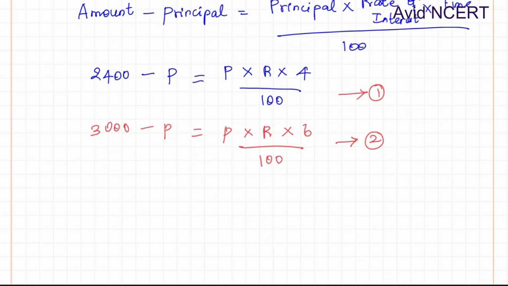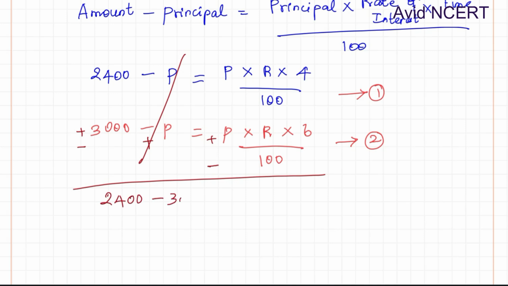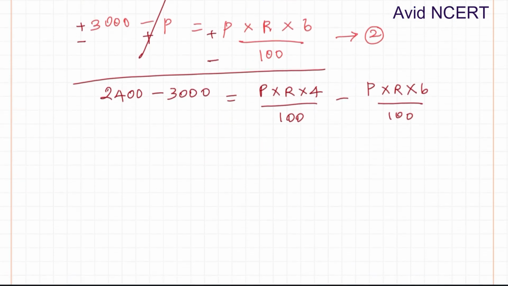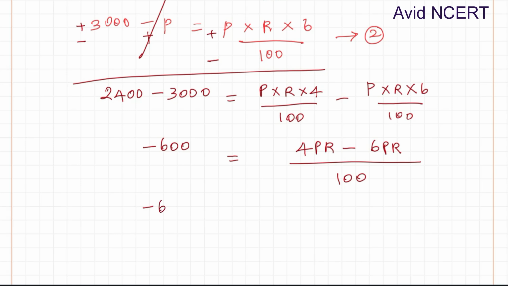P can be eliminated here by changing the sign of the lower equation: positive 3,000 becomes negative 3,000, and negative P becomes positive P, so P cancels out. On the left hand side it is 2,400 minus 3,000, and on the right it is P times R times 4 divided by 100 minus P times R times 6 divided by 100. Simplifying, 2,400 minus 3,000 is minus 600, equals 4PR minus 6PR over 100. Cross multiplying, minus 600 into 100.